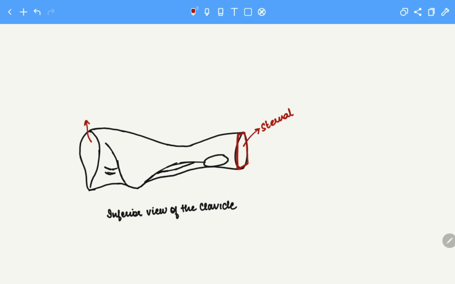This over here is a rounded structure. Therefore, it is the acromial end. Now, this structure right here is the costal tubercle. This is where the costoclavicular ligament attaches on the clavicle.